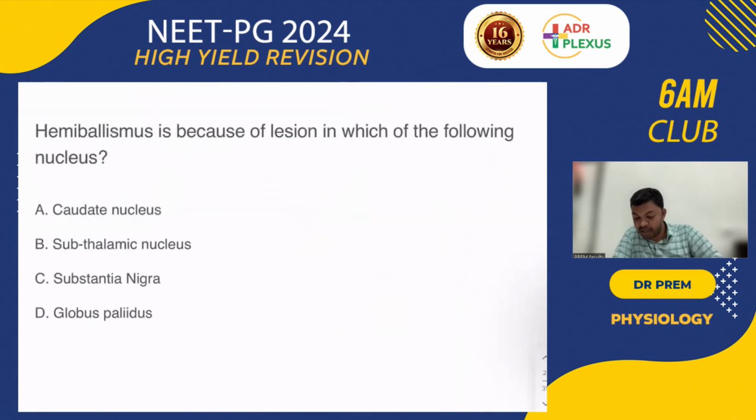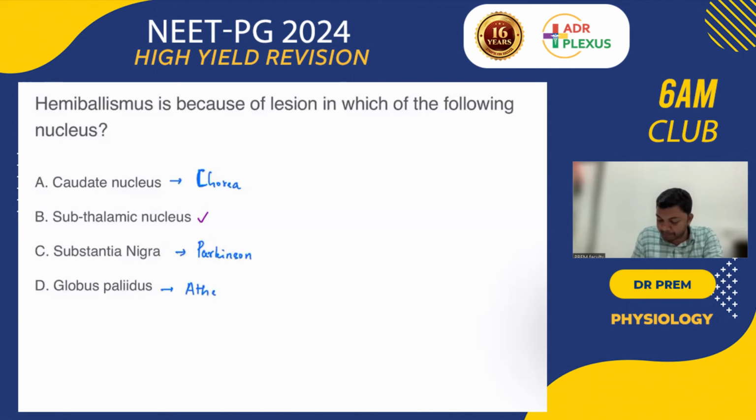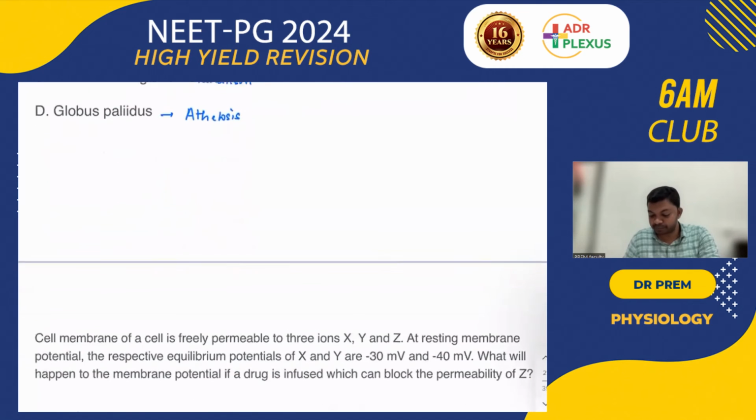Very good, people. And the next one, hemiballismus. Straightforward question, guys. It's because of a lesion in which of the following? Caudate nucleus, subthalamic nucleus, substantia nigra, globus pallidus. Perfect. The answer is subthalamic nucleus. Caudate nucleus damage leads to chorea, Huntington's chorea like this. Substantia nigra damage leads to Parkinson's. Globus pallidus damage leads to athetosis. So subthalamic nucleus is the right answer. Very good, doctors.